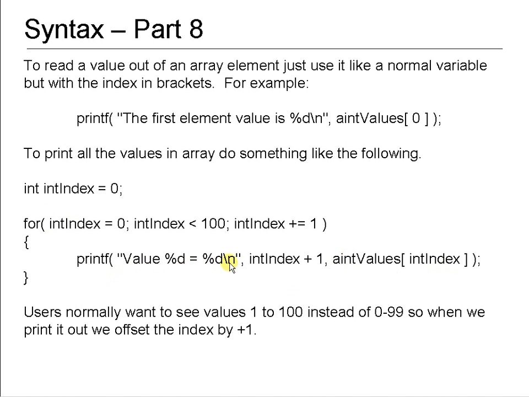Now, normally users want to see values 1 to 100 instead of 0 to 99. So when we print it out, we offset it by 1. So that's what the plus 1 is there for. So the users are happy. They don't get confused by seeing this 0 to 99 thing.